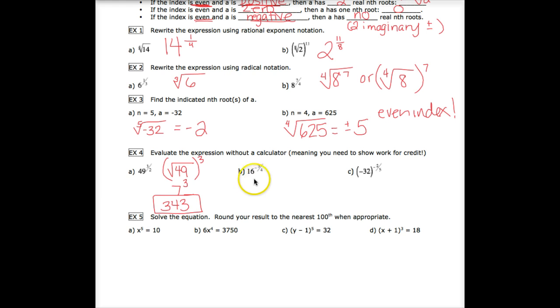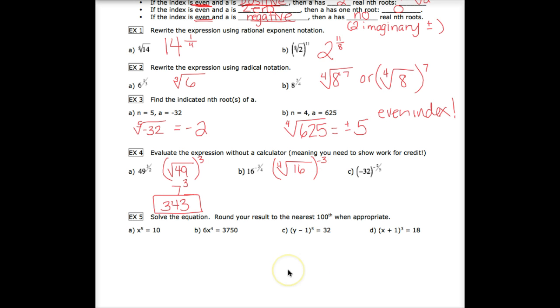All right, let's try B here. 16 to the negative 3/4 power. So the denominator is 4, so that means that's my index. So 4th root of 16. And then my exponent is negative 3.